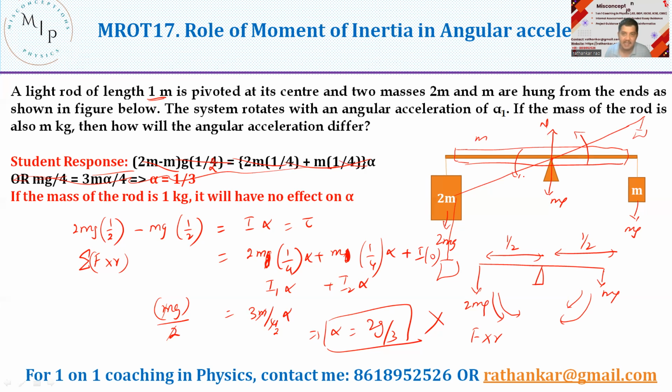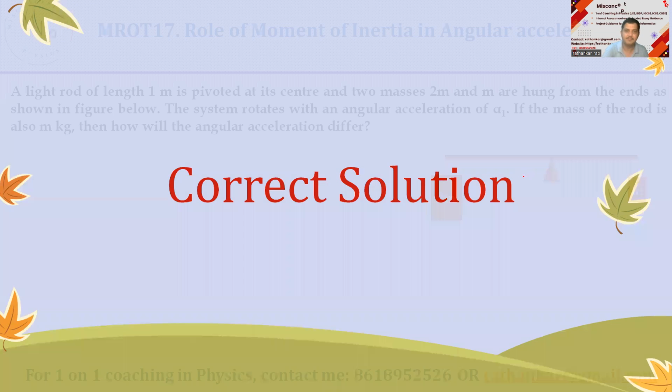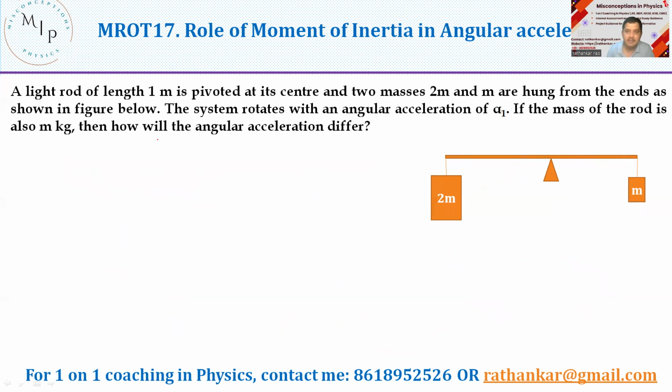What is moment of inertia? What is inertia? Laziness of an object. If something is bulkier, then definitely that laziness will be larger, right? So we need to look at that. So let us look at the correct solution. Now, let us redo it once again. So you have 2mg once again here, at half a meter.